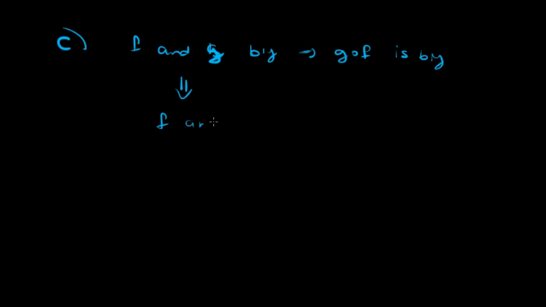So let's prove C, and let's start with the first part. We have f and g bijective. Then the composition, g composed with f, is bijective. Well, f and g are both bijective. This means that f and g are injective, and it also means that f and g are surjective.